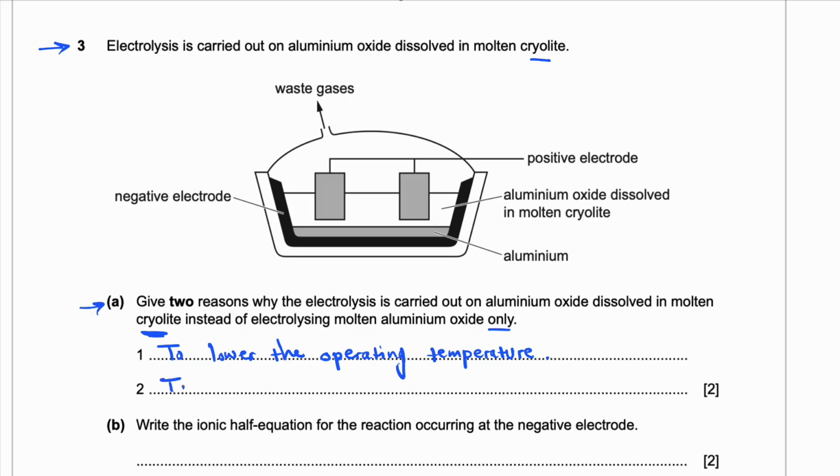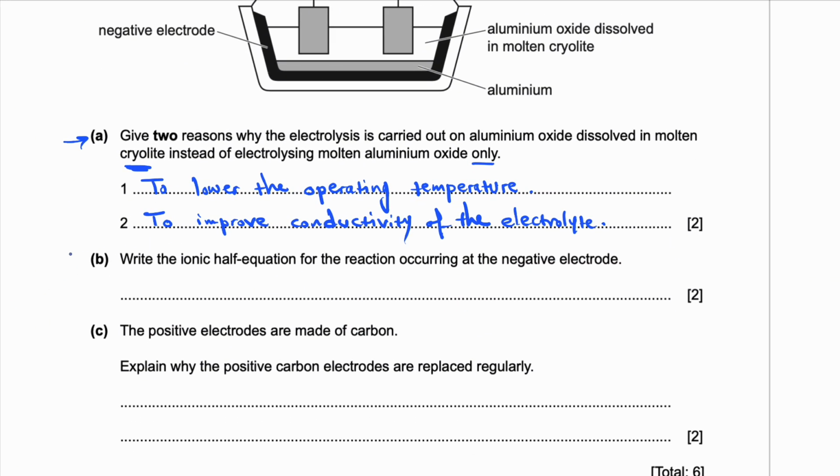Secondly, to improve conductivity of the electrolyte. Next, B. Write the ionic half equation for the reaction occurring at the negative electrode. So at the negative electrode, which is the cathode, you should look for the cation, and in the case of aluminium oxide, the cation is aluminium, so we have to write an equation for aluminium. So we have Al³⁺, it takes 3 electrons and it gives the aluminium element or metal.